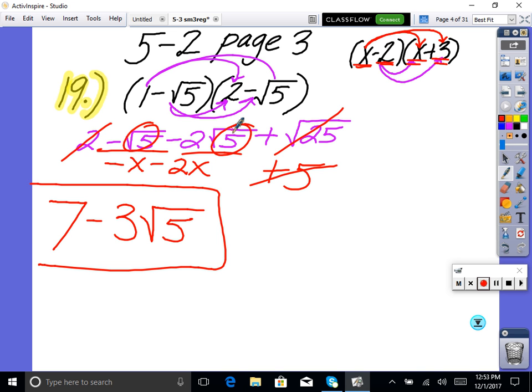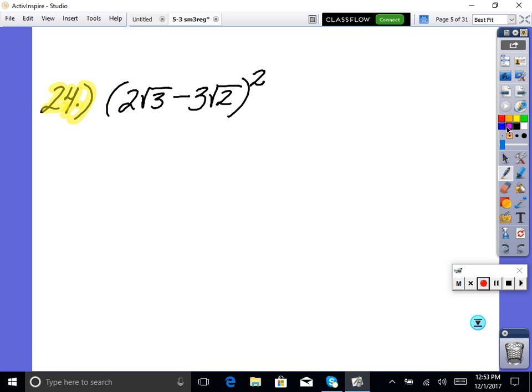Yes. Negative 1 root 5 minus 2 root 5 is negative 3 root 5. Is that what you were asking? Oh, yes, good point. Yeah, I gotcha.